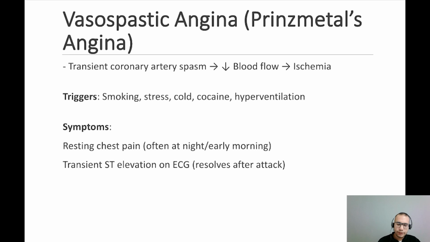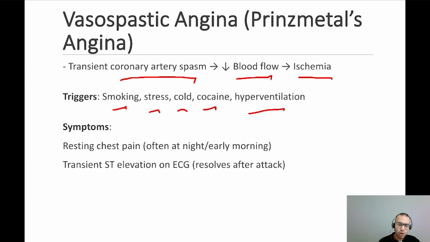Lastly, there is a special type of angina called vasospastic angina or Prinzmetal's angina. This type is not caused by atherosclerosis, unlike other types. It's caused by coronary artery vasospasm. This spasm leads to decreased blood flow, leading to ischemia. And the triggers are smoking, stress, cold, cocaine, and hyperventilation. Actually, hypertension and hypercholesterolemia do not play a role in this type of angina.